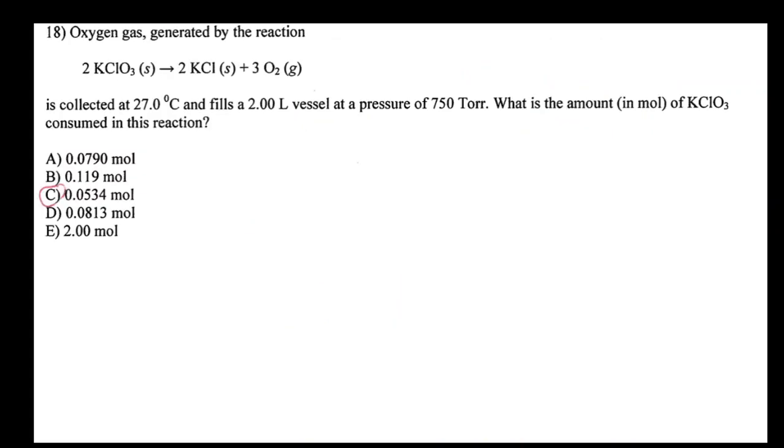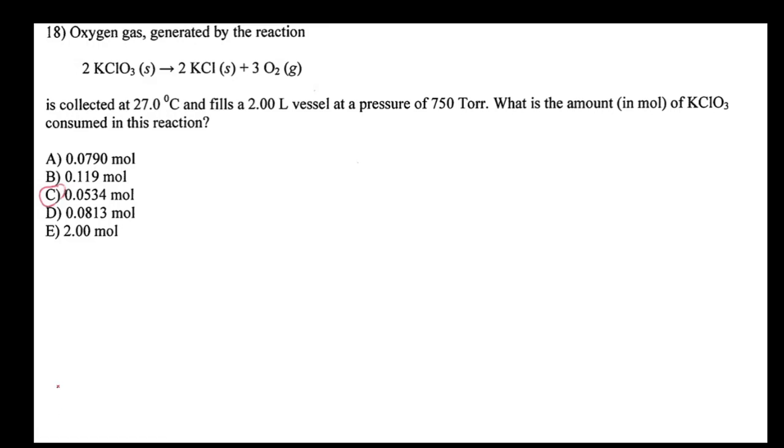Okay, oxygen gas generated by the reaction is collected at 27 degrees Celsius and fills a 2-liter vessel at a pressure of, why did they do this? 750 torr. What is the amount in moles of potassium chlorate consumed in this reaction? Oh, this is an ugly one.